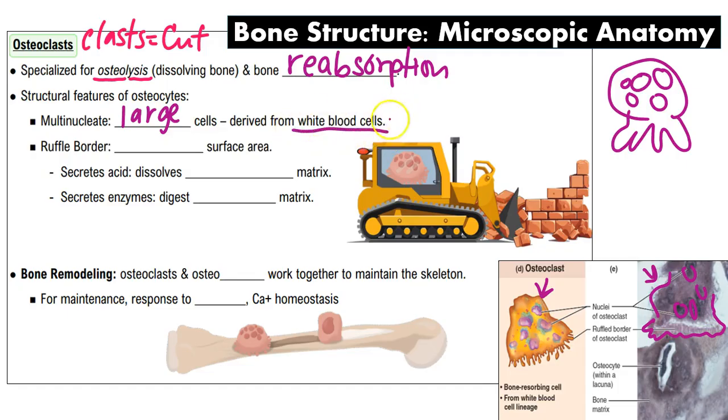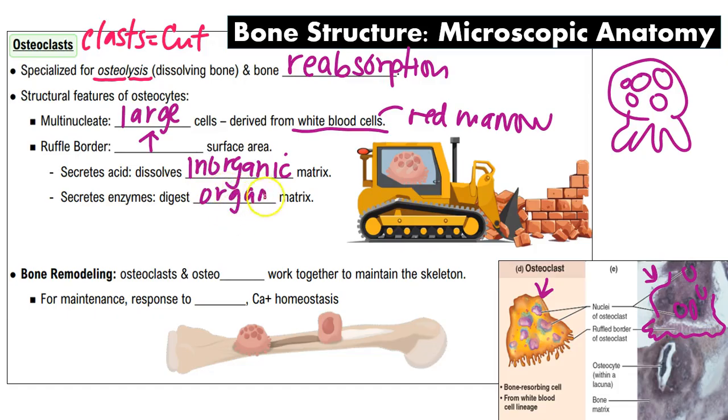Again, they're derived from white blood cells, which come from red bone marrow. They have a ruffled border, which is going to increase surface area. Now, surface area is very important, especially if you need something to help you. It's not just like they're going around saying, I'm just going to break some bone matrix. No, they need help with that. So they can actually secrete acid, which is going to dissolve the inorganic parts of the extracellular matrix. So we're talking about the hydroxyapatite that we saw before. And it's going to be secreting enzymes to digest the organic matrix, like the collagen fibers.